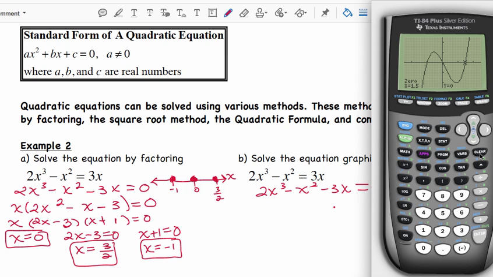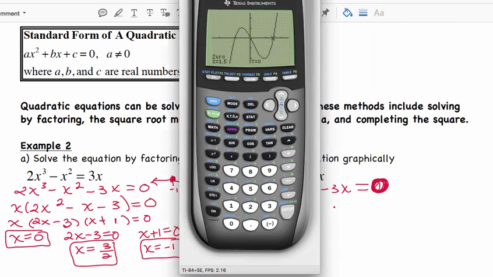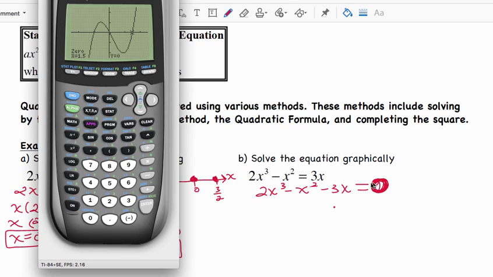So even though we really don't have a function, your graphing calculator doesn't know that. If you treat your equation as though it was a function, you move everything to one side, set it equal to 0, and you pretend that you actually let y equal 0, you can use your graphing calculator to solve this.